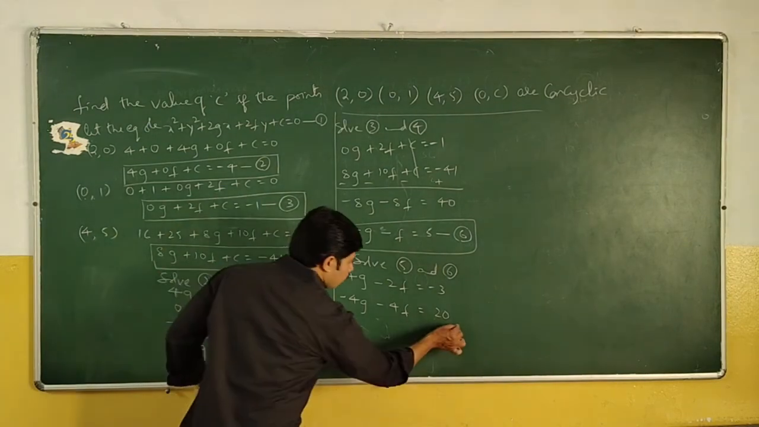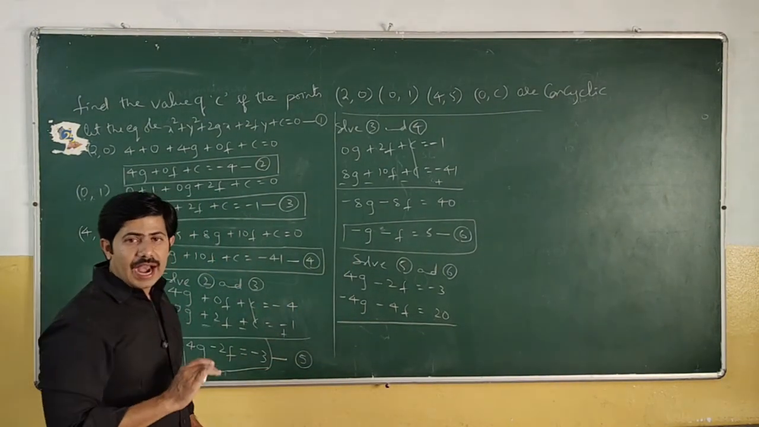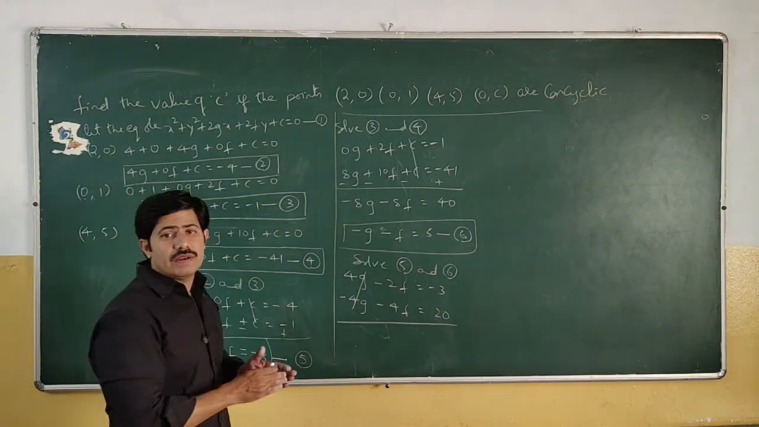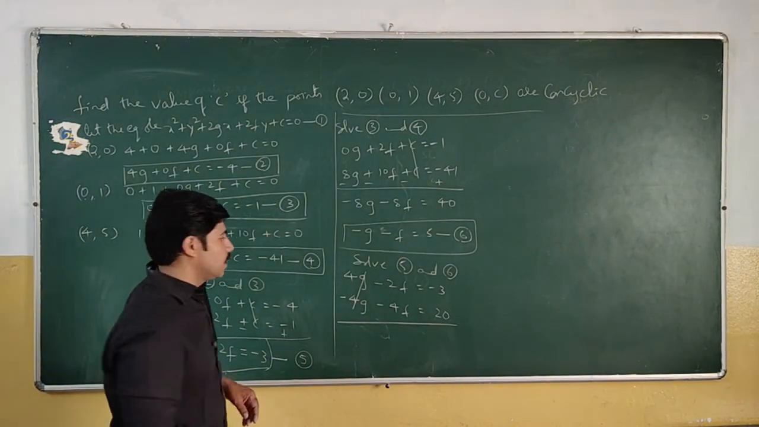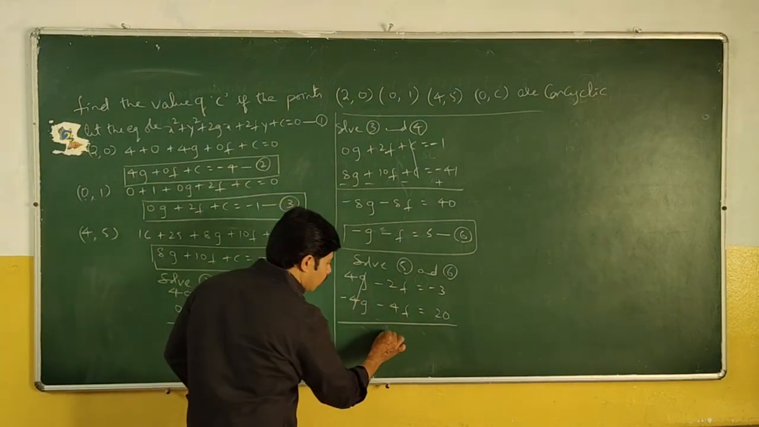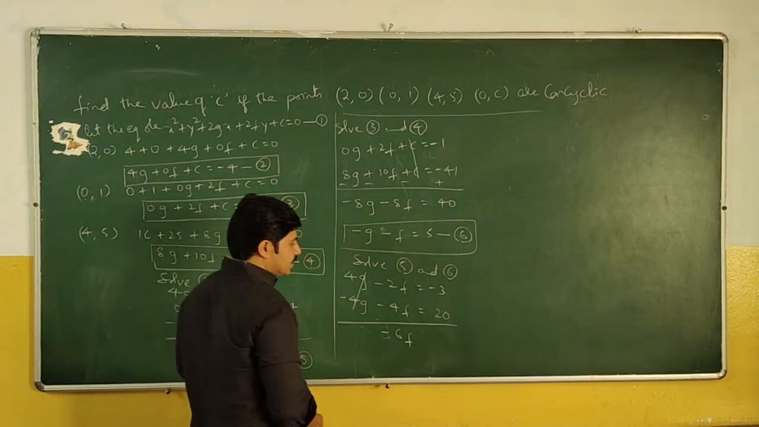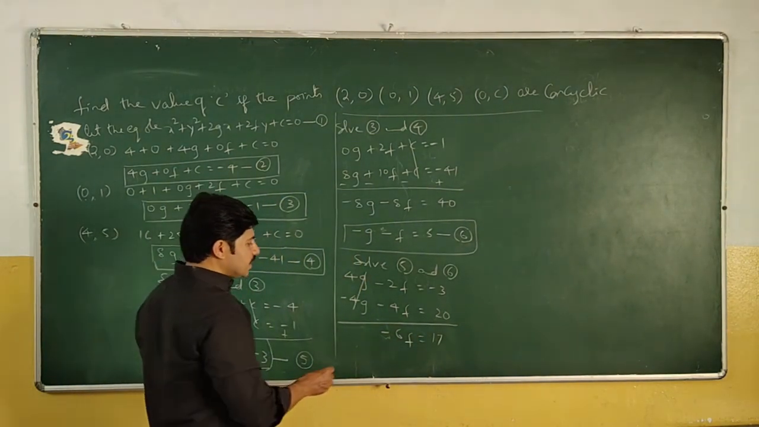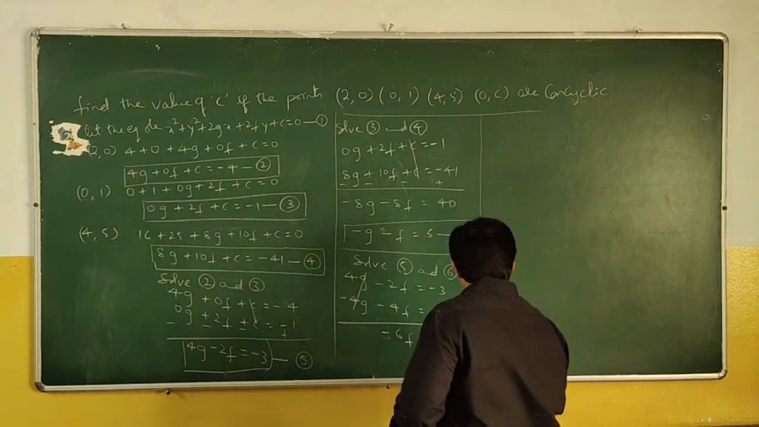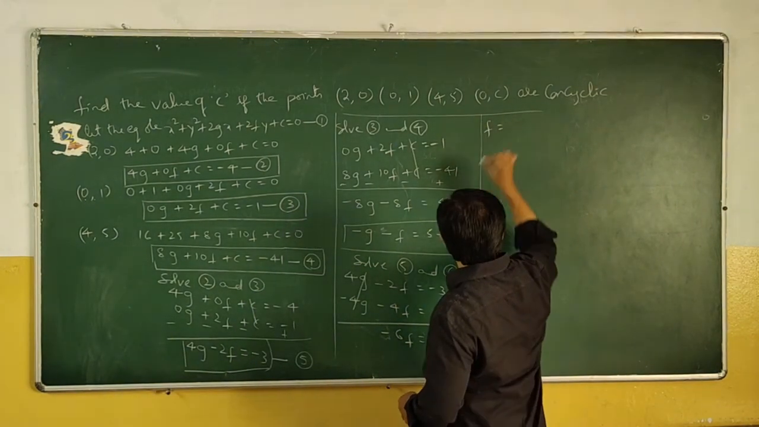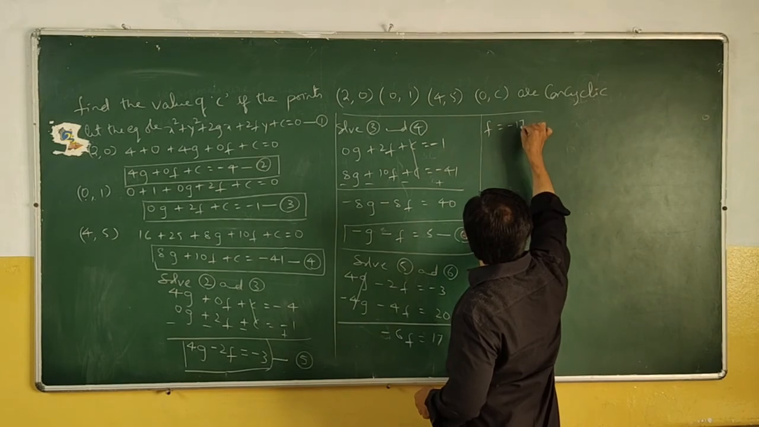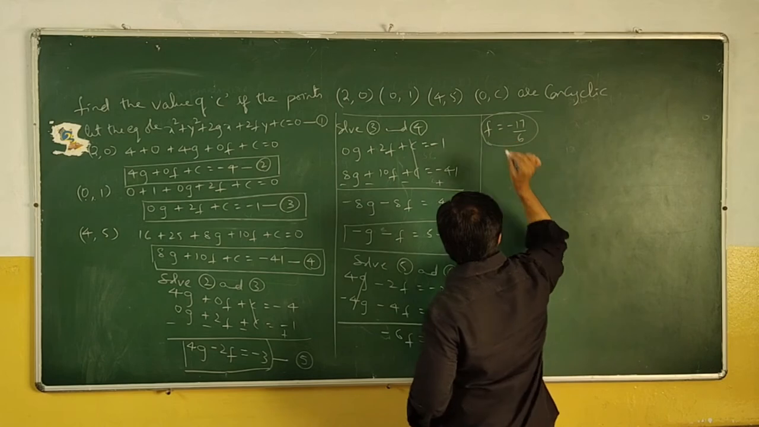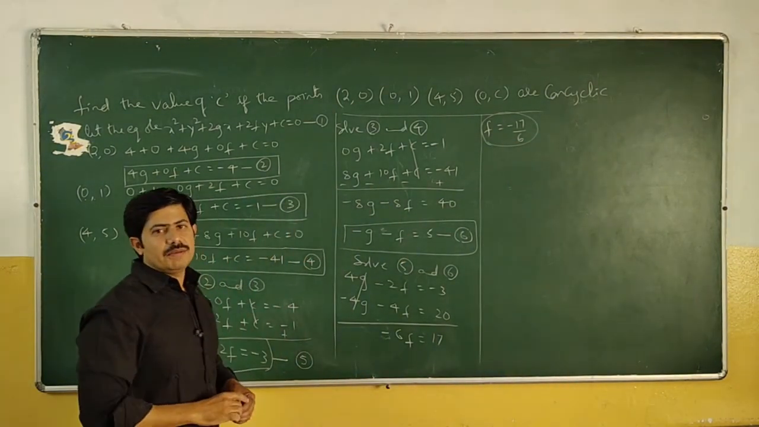Now, I will not subtract, I will add. The reason is, plus 4g minus 4g cancels directly when we add. So, no need to change signs. So, minus 2f minus 4f is minus 6f is equal to 17. So what is the f value? It is minus 17 by 6. So we got the value of f. F value is minus 17 by 6.